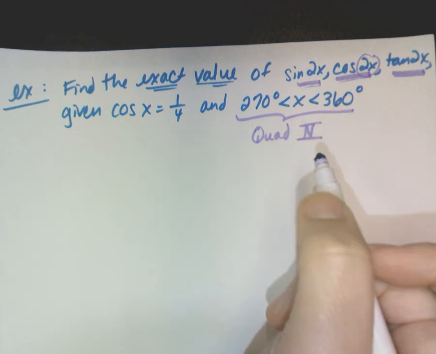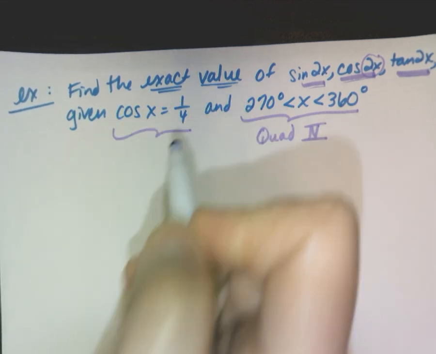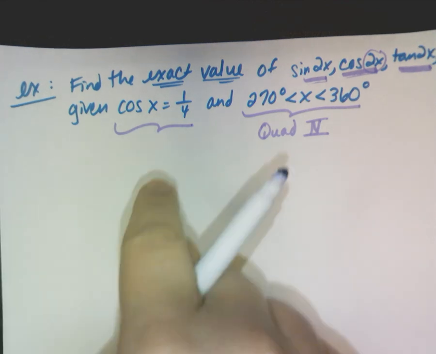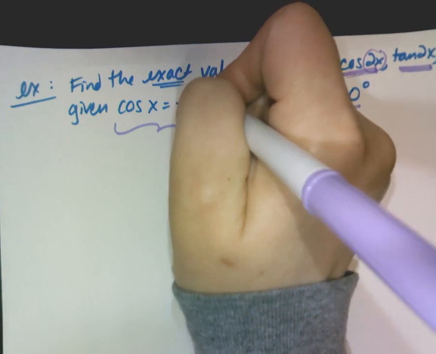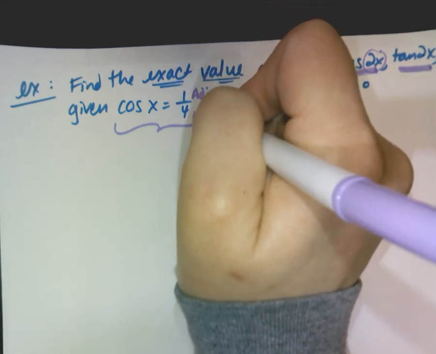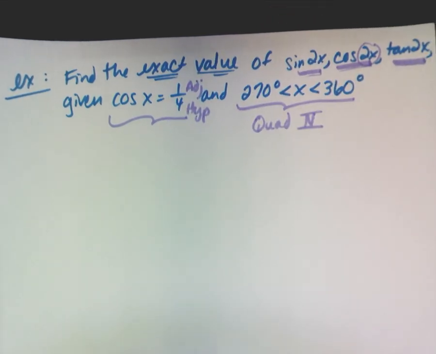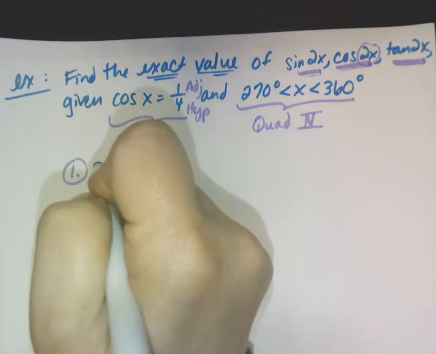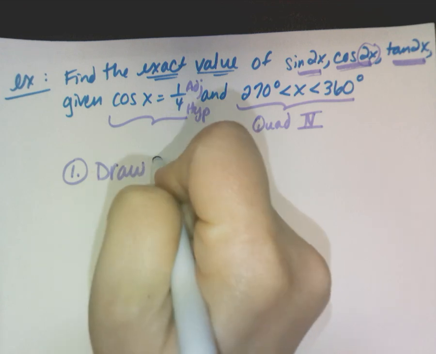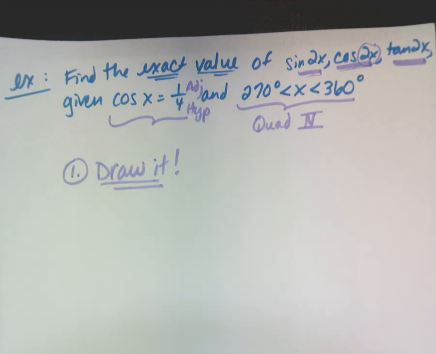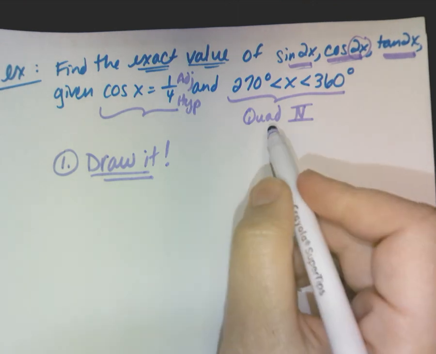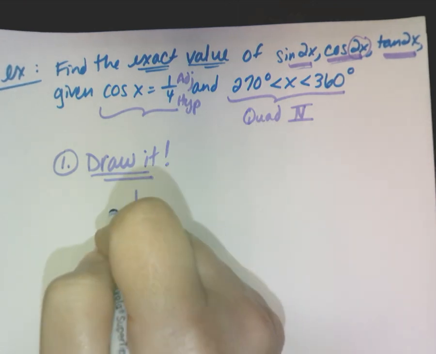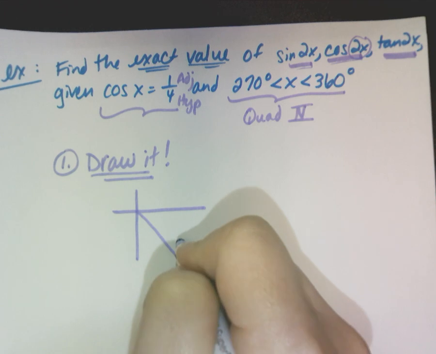So let's just go over what cosine of x equals 1/4 means again. Cosine is your what over your what? Your adjacent over your hypotenuse. Adjacent over hypotenuse. So guess what we're going to have to do first? That's right. We're going to have to draw it. Always, always, always go back to drawing. It helps you out. And we know we're in quadrant 4, so let's draw this in quadrant 4.